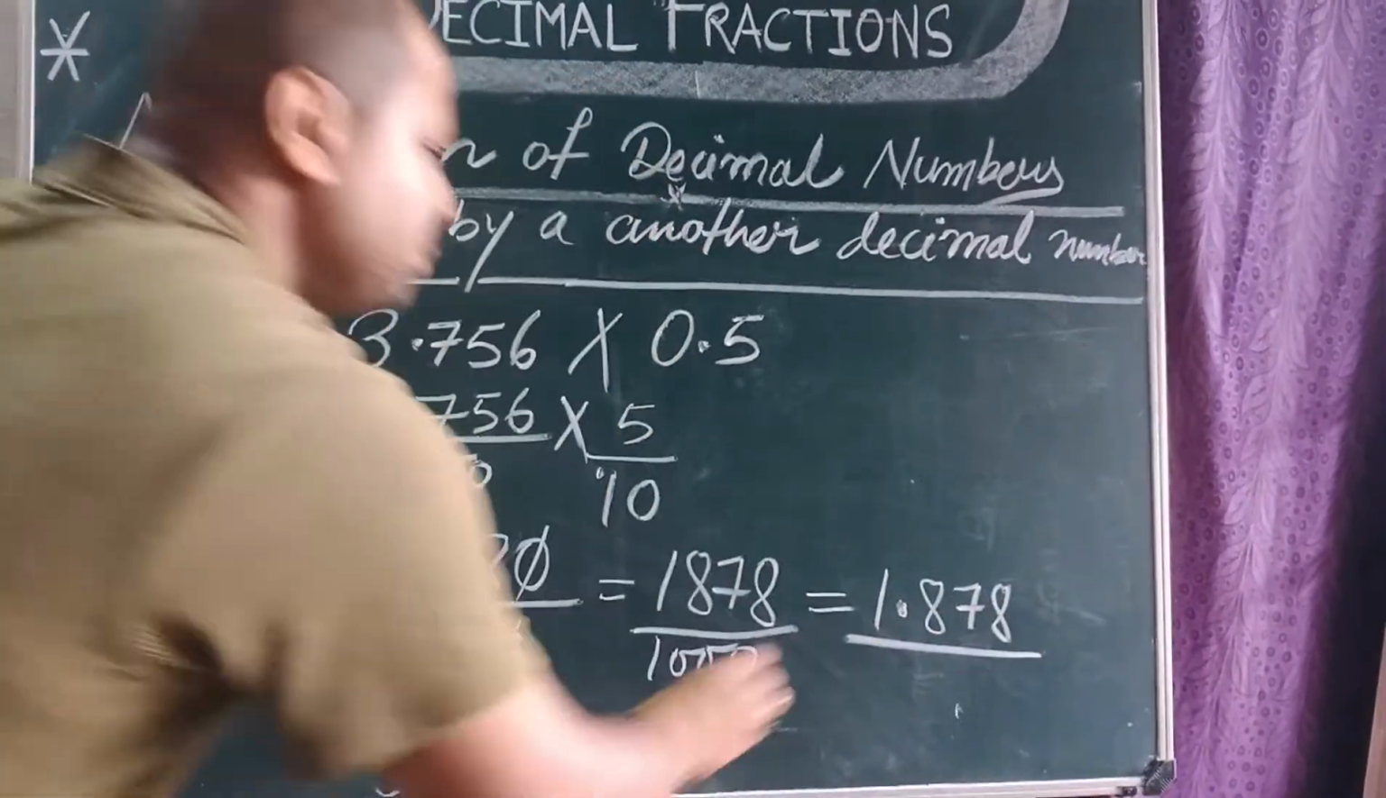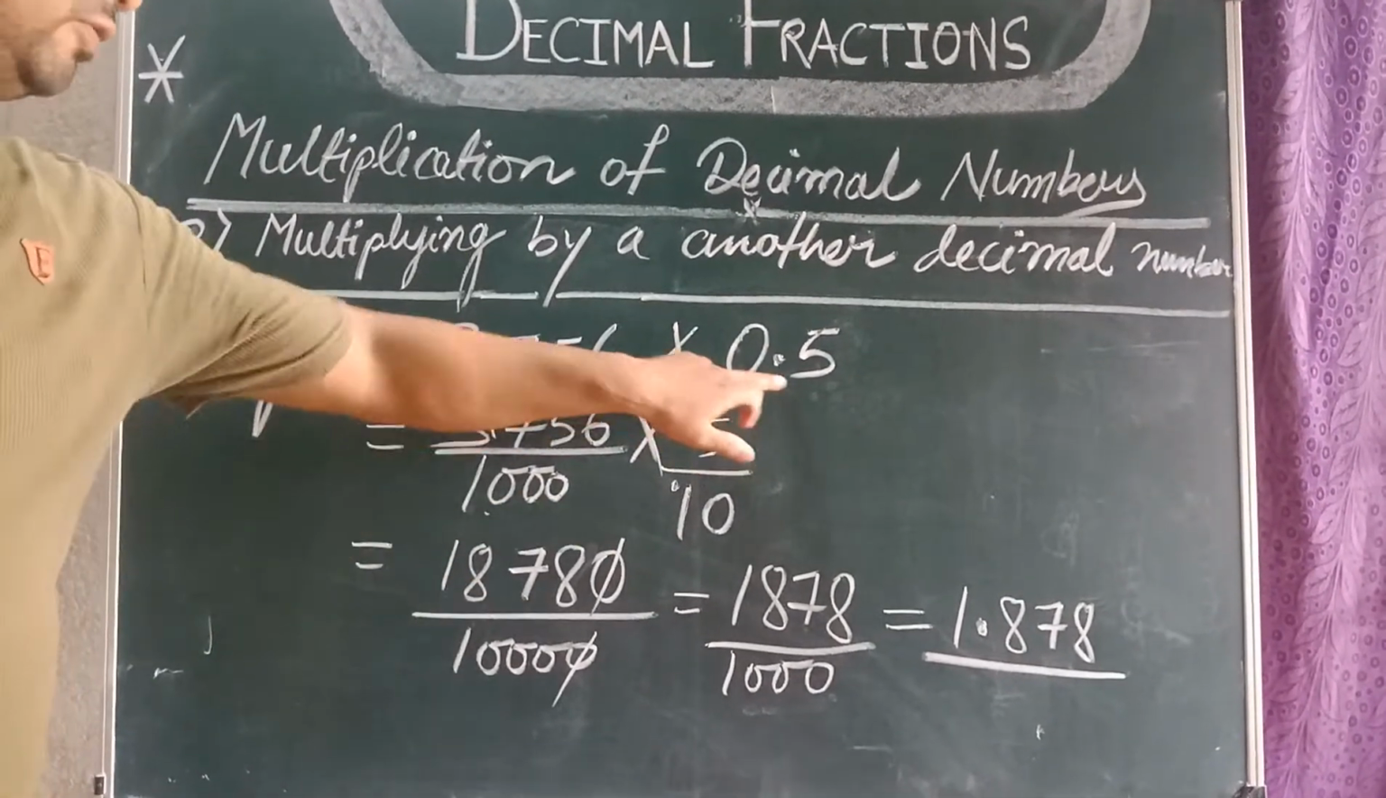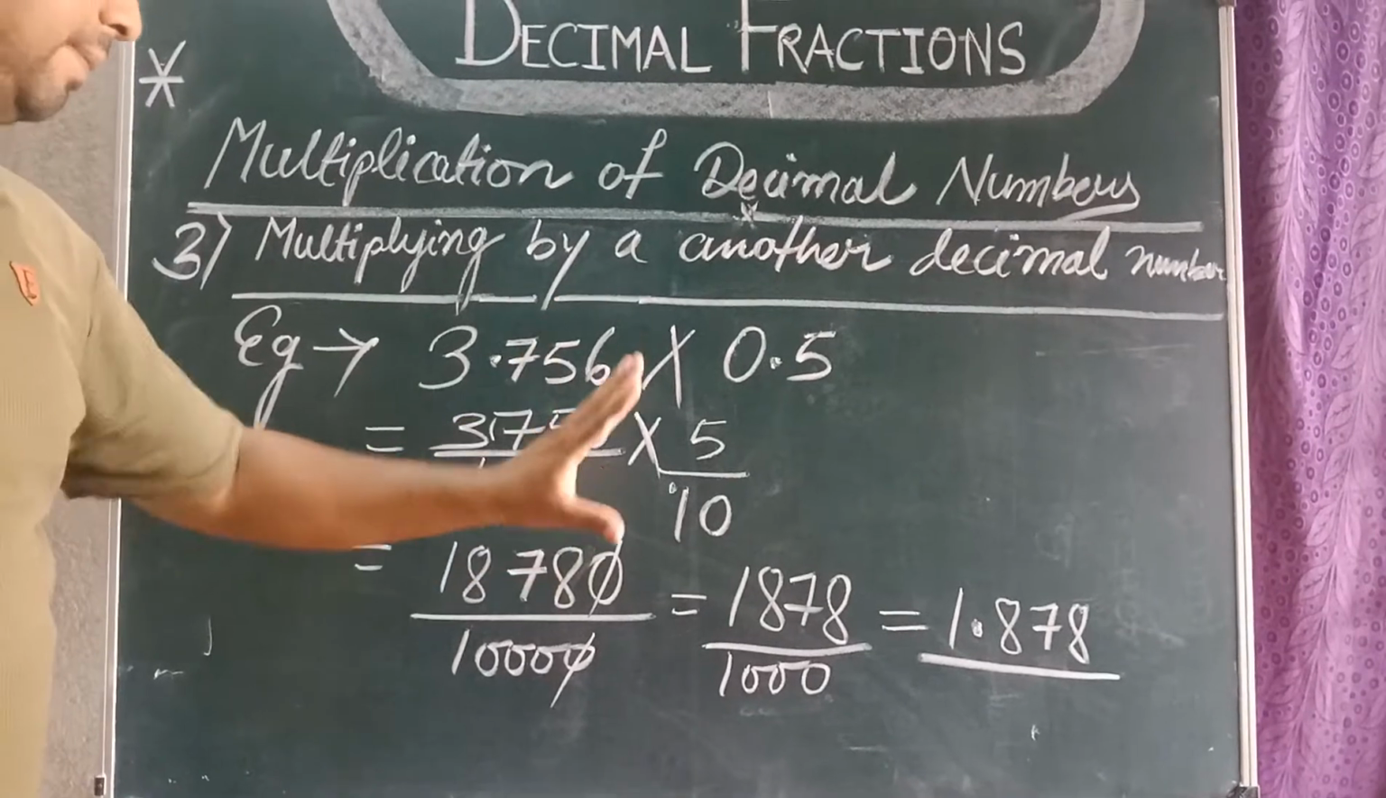1.878, students. I hope it is clear. Once again, we have two decimal numbers and we have to multiply these two.